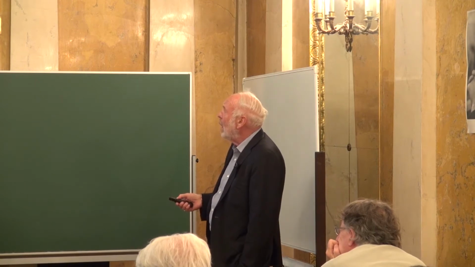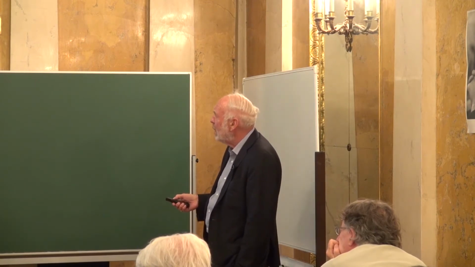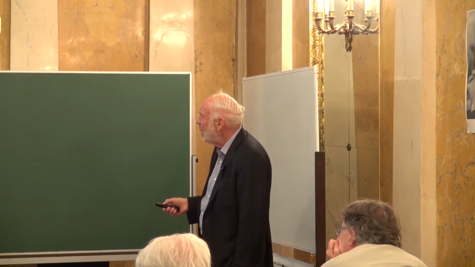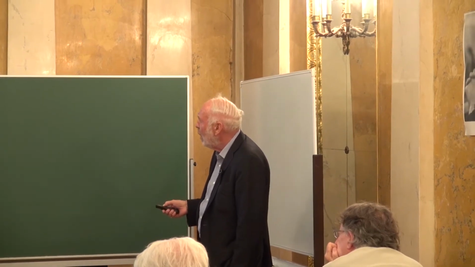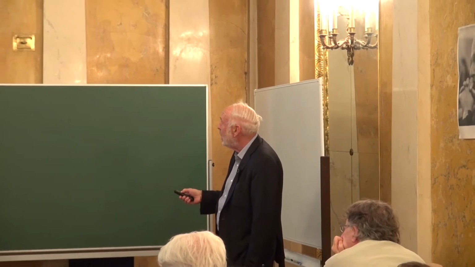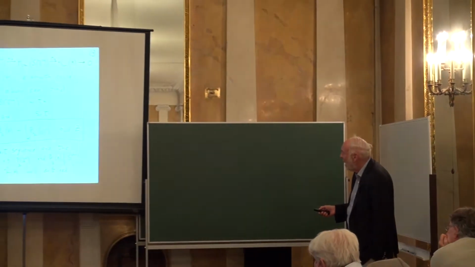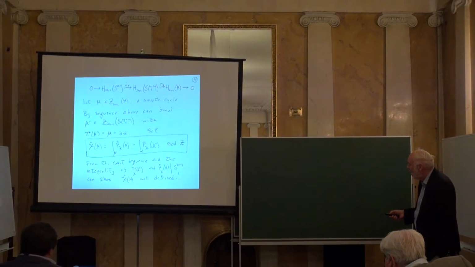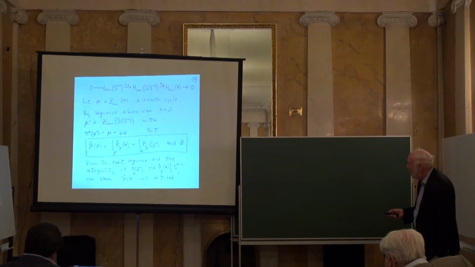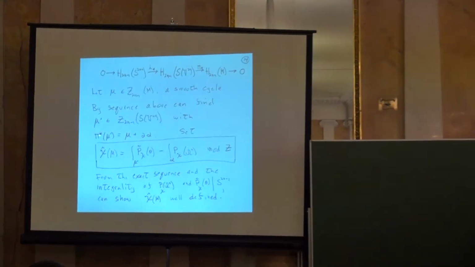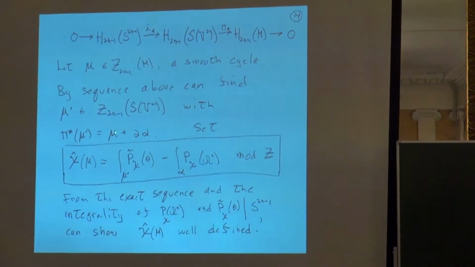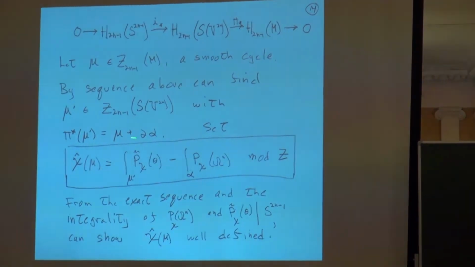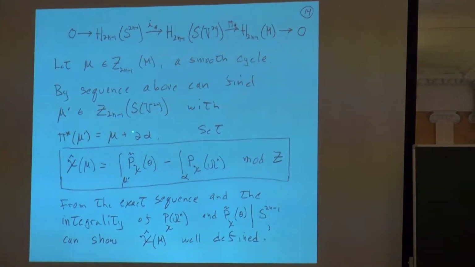So now, let's take a smooth cycle downstairs. From the above sequence, we could lift this to a cycle upstairs in the sphere bundle, because this homology is onto, so that we could find the cycle upstairs such that it's pushed down. By the way, see that star right there? It should be down there. I'm pushing down a cycle, not pulling up a cohomology class. But the push down of that cycle is homologous to mu because this maps onto, so mu is a cycle. So up to a boundary, we can find something upstairs.